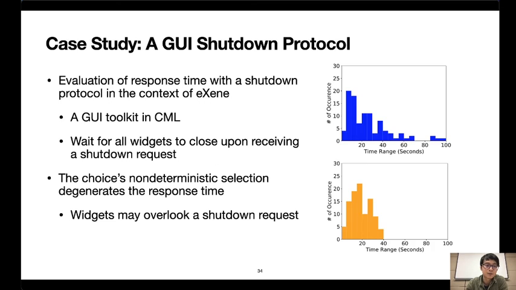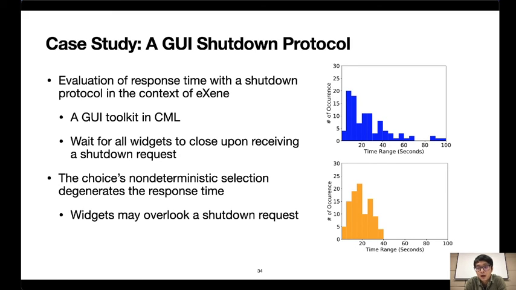The next case study is a GUI shutdown protocol. We evaluate the response time of a shutdown protocol in the context of eXene, a GUI toolkit in CML. We want to wait for all the widgets to close upon receiving a shutdown request. Since the choice has a non-deterministic selection, it will degrade the response time because it will overlook a shutdown request. And the result is shown in a graph.